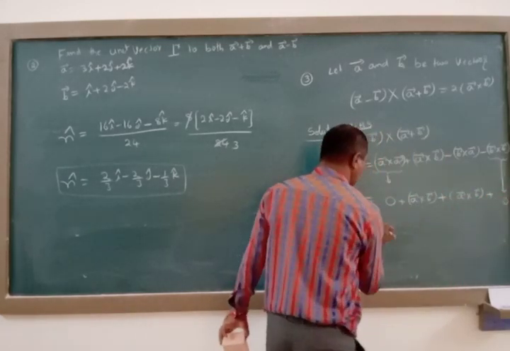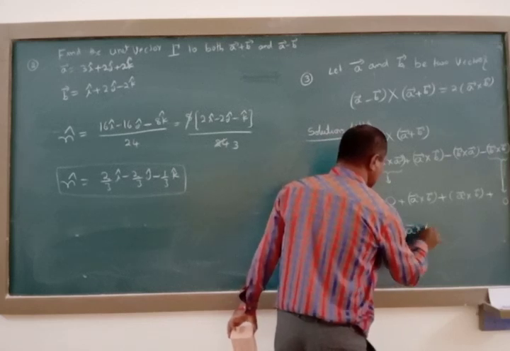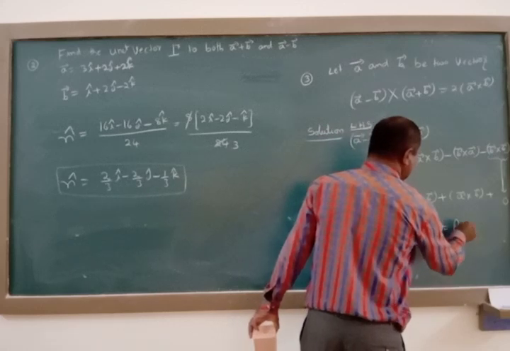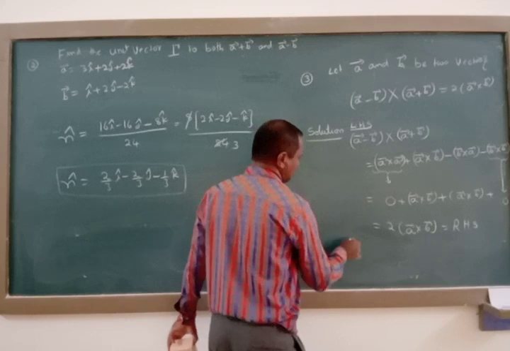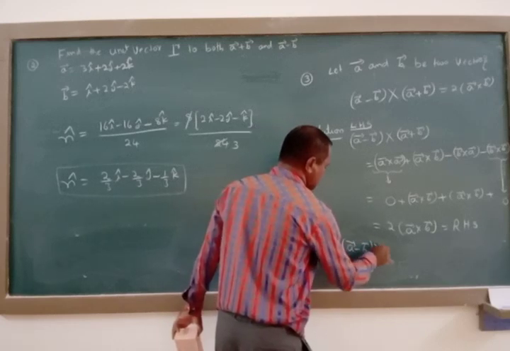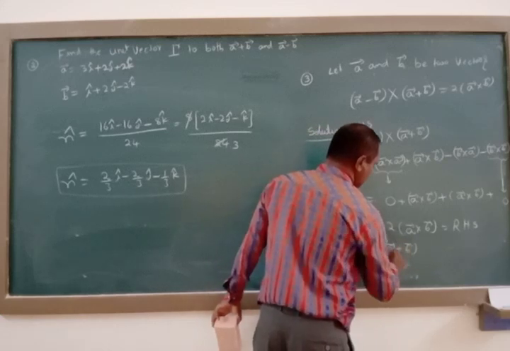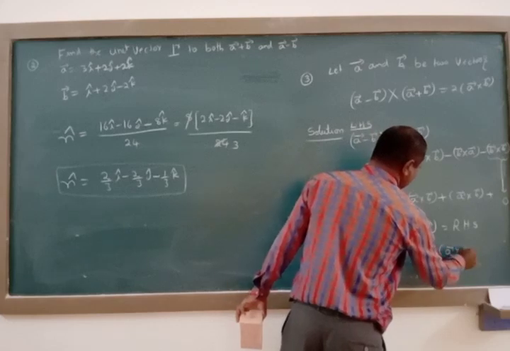That's why finally you are getting two terms. They are 2 of a bar cross b bar, that is equal to the RHS part, right hand side part. Therefore finally we can write (a bar minus b bar) cross (a bar plus b bar) is equal to 2 of a bar cross b bar.